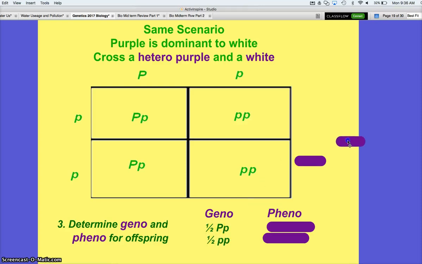Good. 50% little p. What are the phenotype percentages? 50% purple. Good job. I could also ask you one more question. What is the percent of the offspring being homozygous? 50%. What's the genotype of those homozygous? Little p, little p. What's the percentage of the offspring being heterozygous? 50. What's the genotype? Capital P, little p.